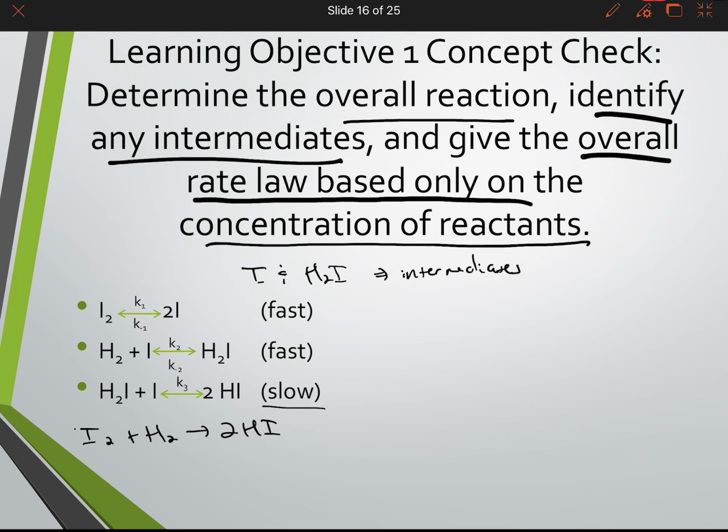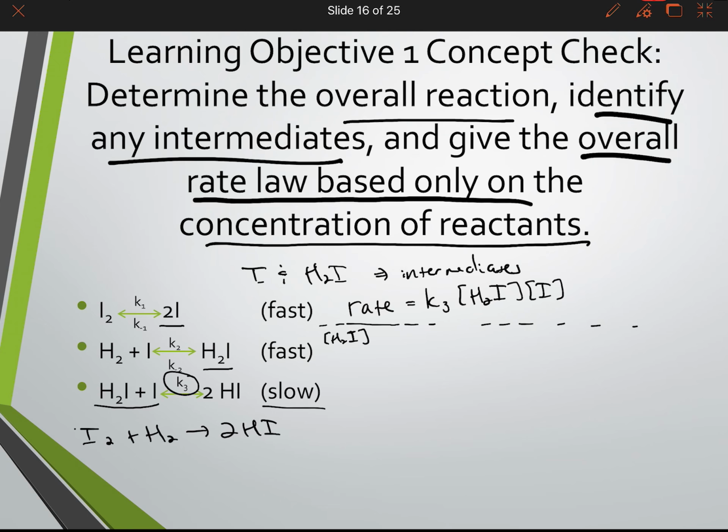We would write the rate of that slow step as rate is equal to k3 [H2I][I]. So we do our rate constant k3 times our reactant concentrations. Then we see that both of these are intermediates, so we're going to have to look at where we produce each of these substances and rewrite them. So let's start with H2I. We want to solve for H2I. So we're going to use this one right here.